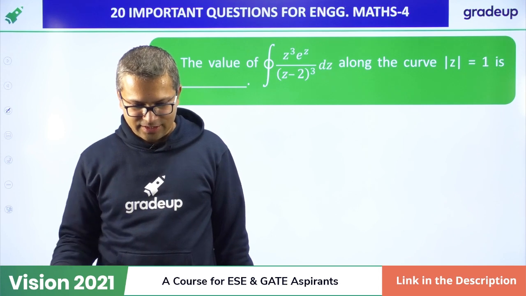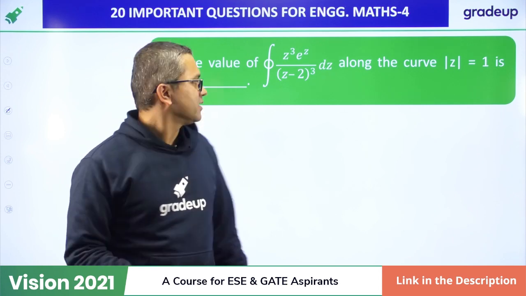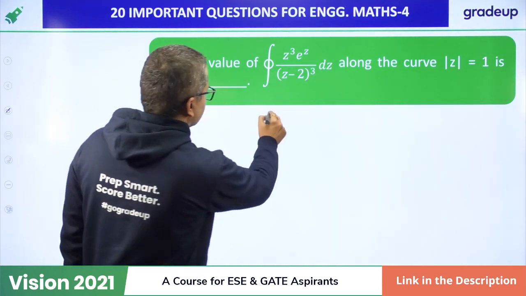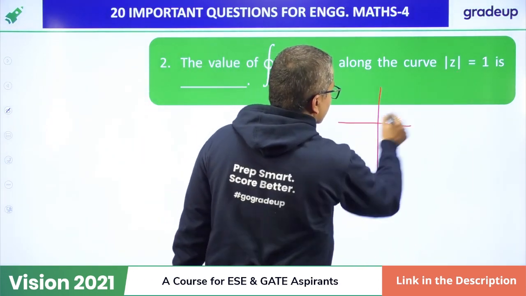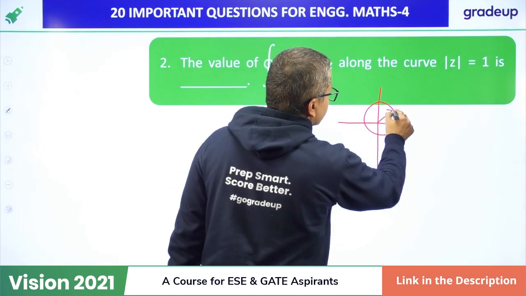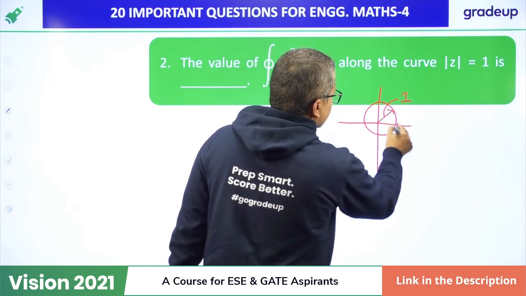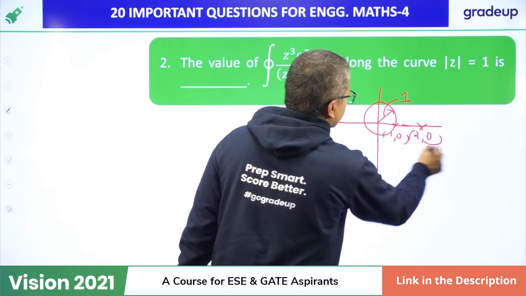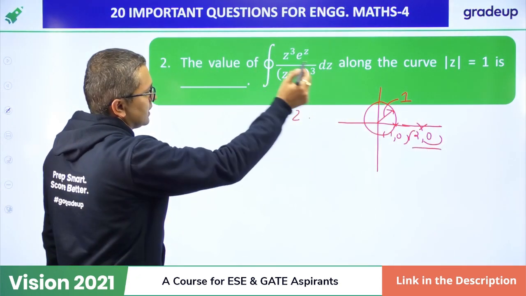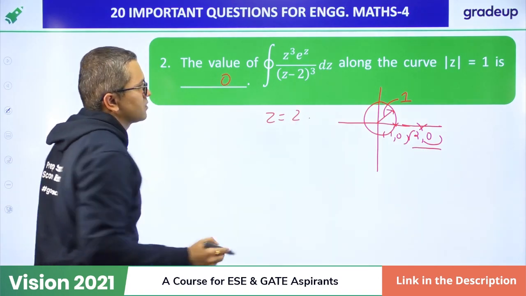Haritha, Ajay says 0. Okay, Akhil Gupta says 0. Now it has a singularity, z equals 2. And if I plot this, mod of z equals 1, this is how it is. The radius is 1. Now this is 1 comma 0. So this point 2 comma 0 is outside of this, and we are talking about a line integral over here. So it has to be 0, right?